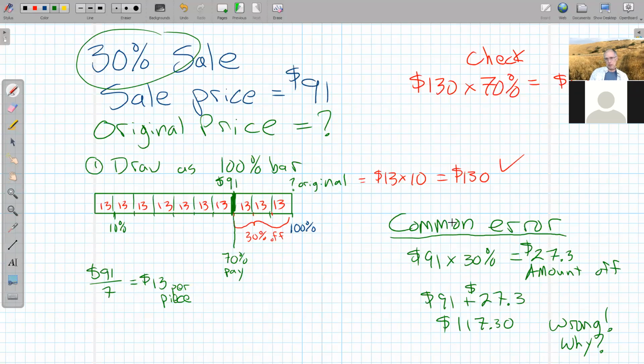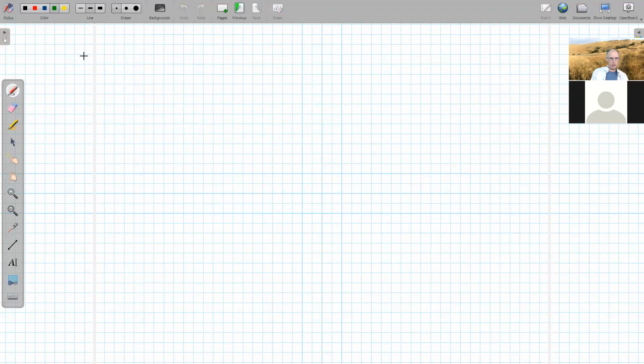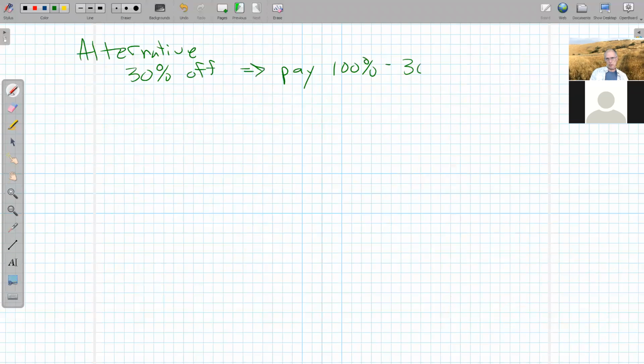So to fix this common error, we have a couple of options. One is the picture. The other alternative is to note that if it's 30% off, that means that we pay 100% minus 30%, which is 70%. And if I knew the original price, I should be able to take 70% of that original price, and that's where the $91 comes from.